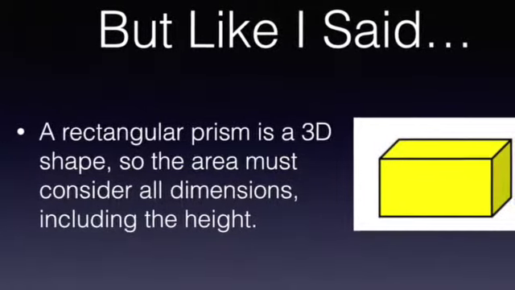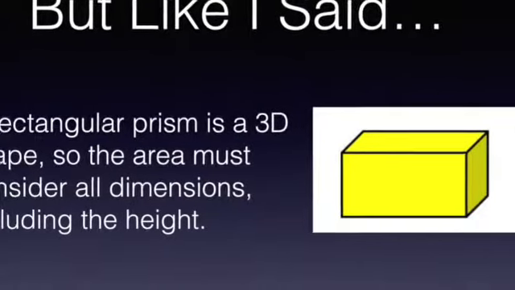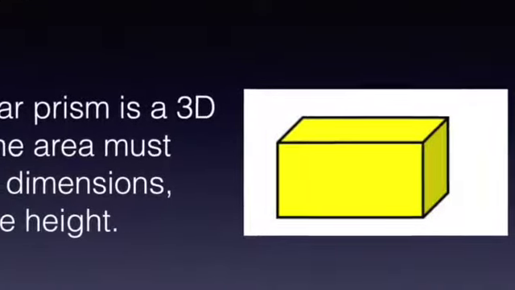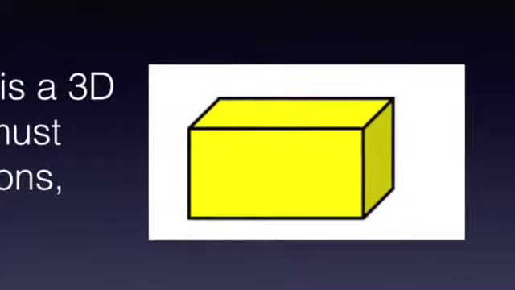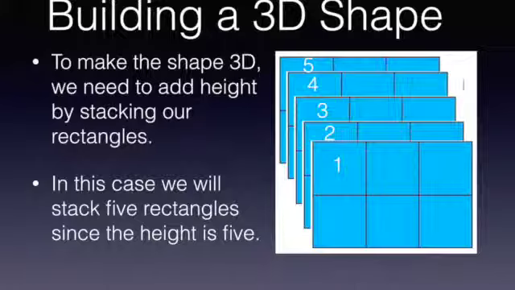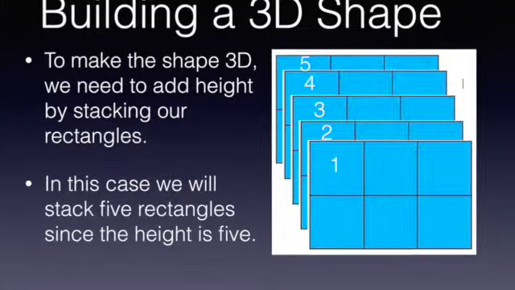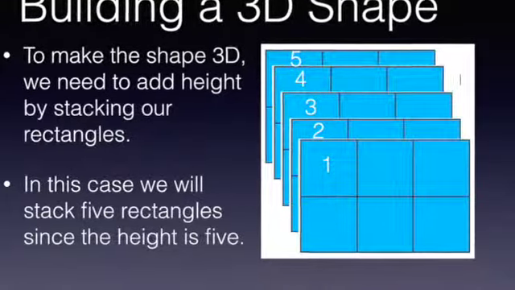But like I said, a rectangular prism has 3 dimensions because it's a 3D shape, not 2 like our rectangle. We now need to add the height to our rectangle to make it a rectangular prism. Let's go back to our example and add the height. If our height is 5, we will need 5 of our rectangles.